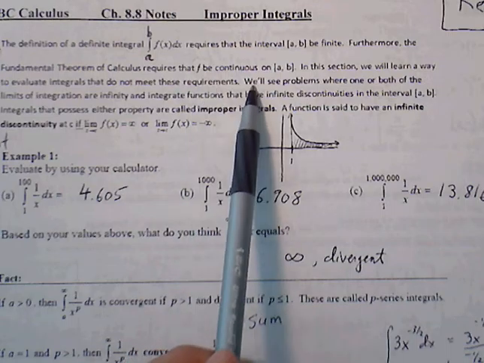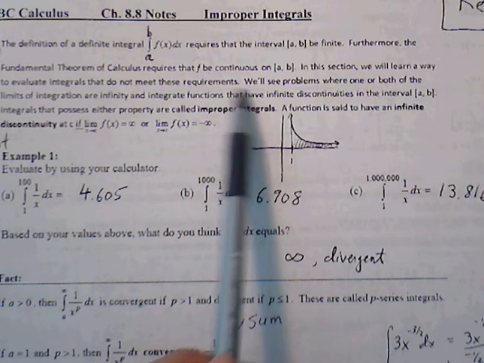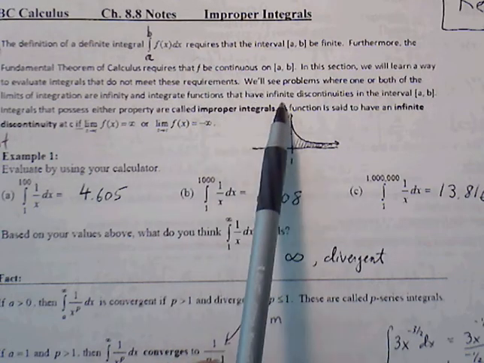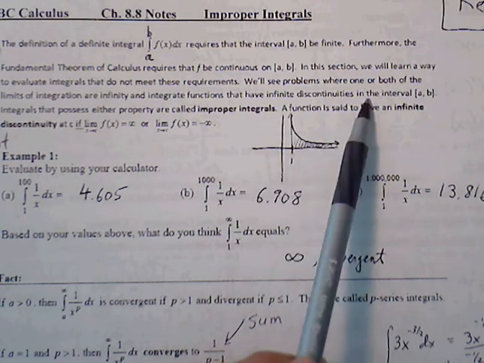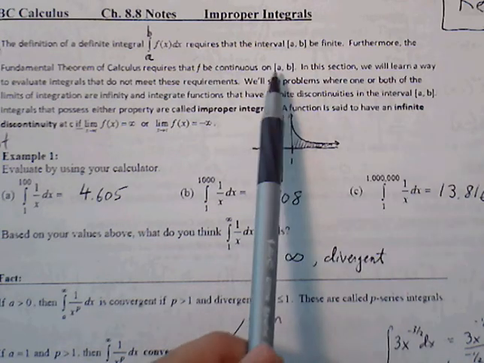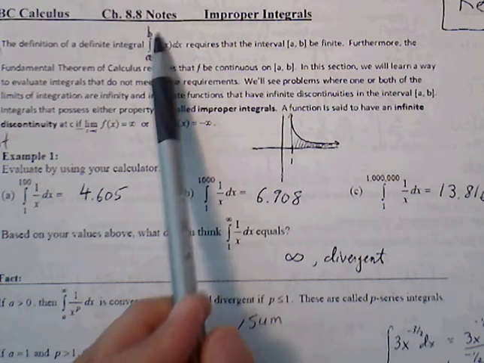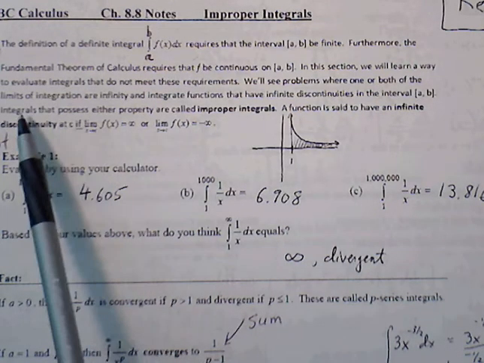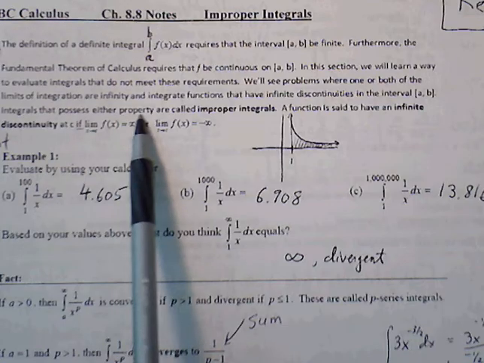In this section, however, we're going to learn a way to evaluate integrals that do not meet these requirements. We'll see problems where one or both of the limits of integration are infinity, and integrate functions that have infinite discontinuities in the interval from a to b. So we could have infinity on the boundaries, or we could have an internal discontinuity between a and b. Integrals that possess either property are called improper integrals.